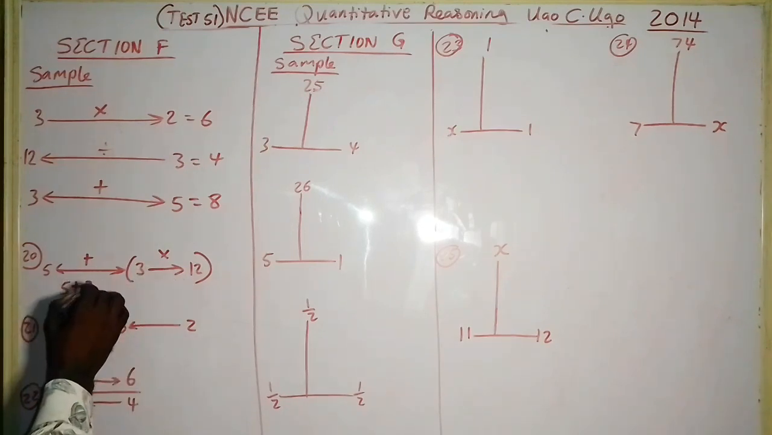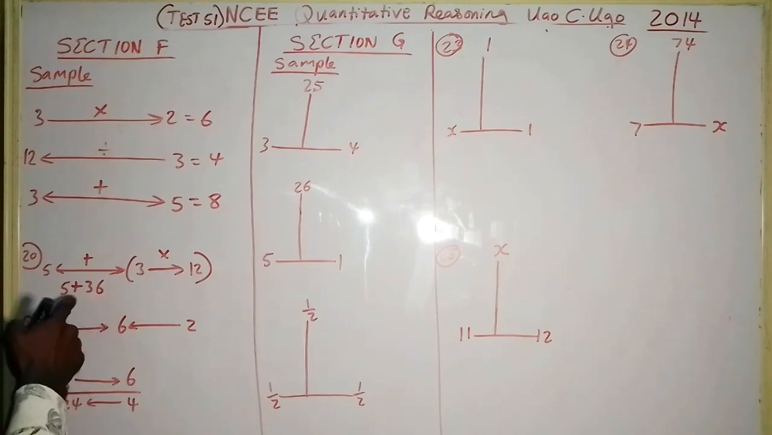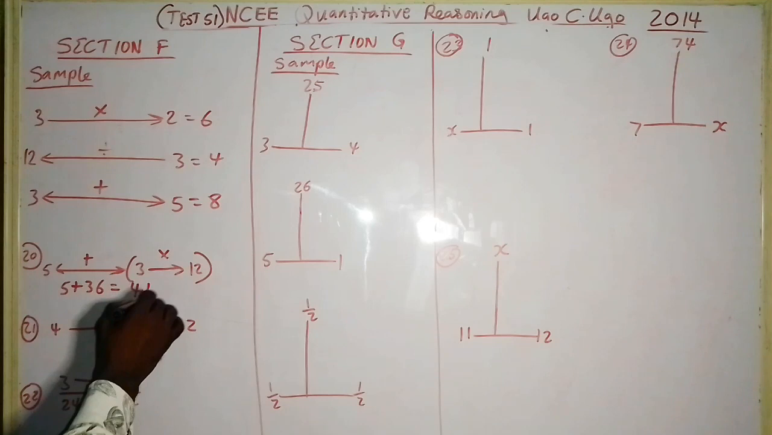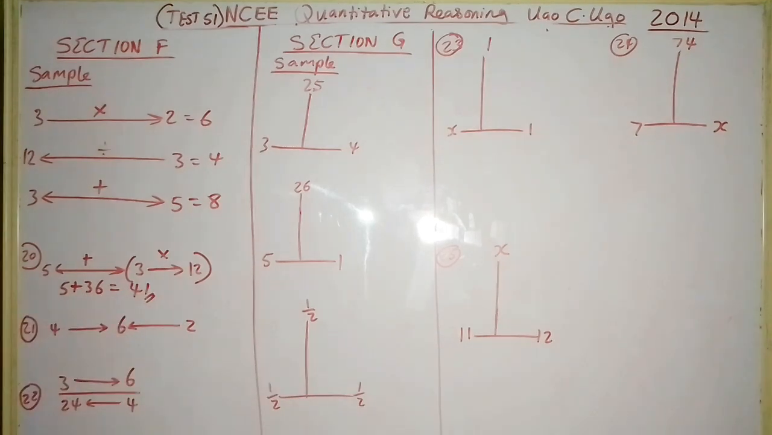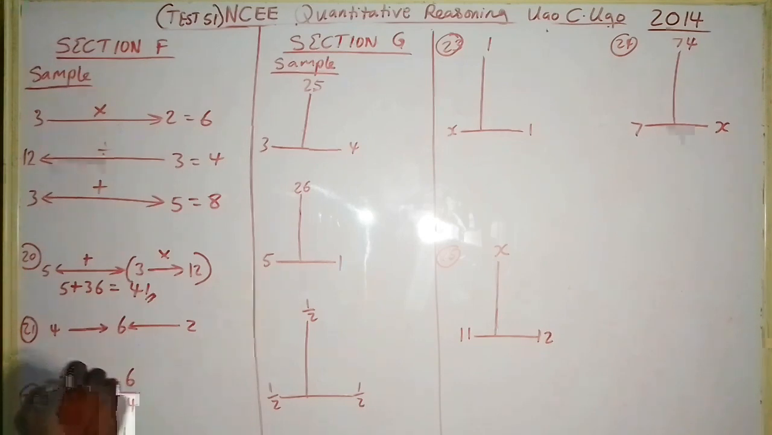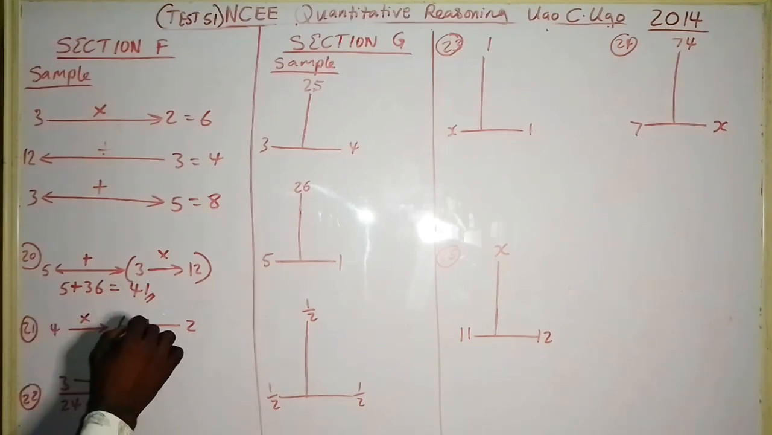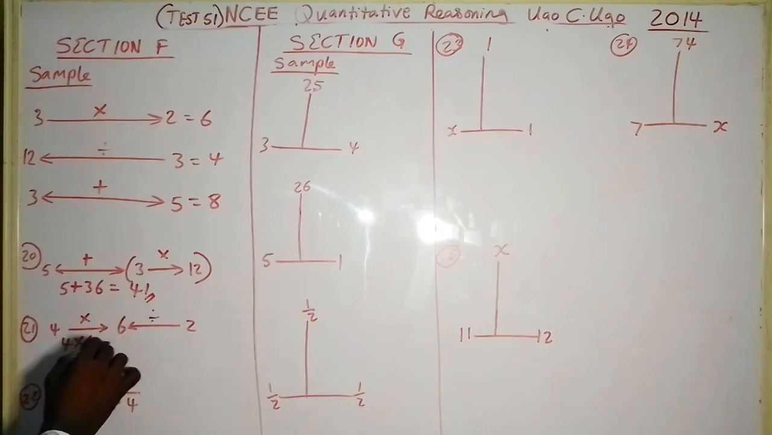3 times 12 will give us 36. Now, 5 plus 36 is going to give us 41. So our answer here is 41. So let's go for the next one. The arrow is going right hand side, that is multiplication. And it's going to the left hand side, that is division. So we say 4 times 6 divided by 2.